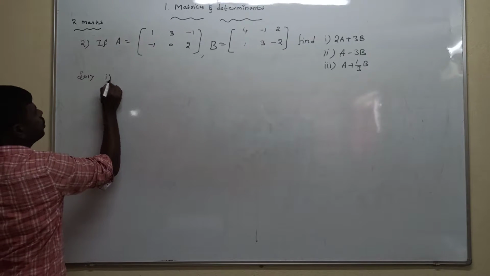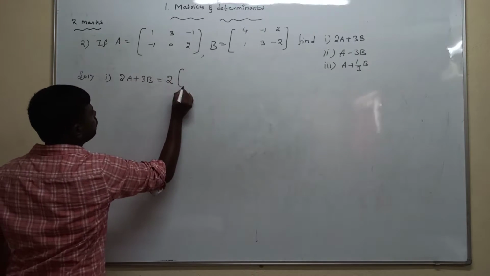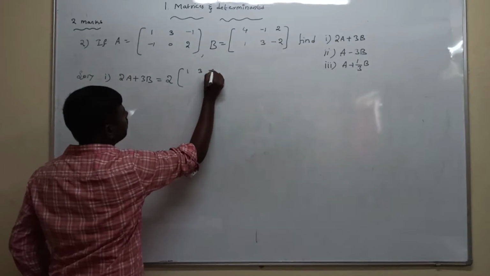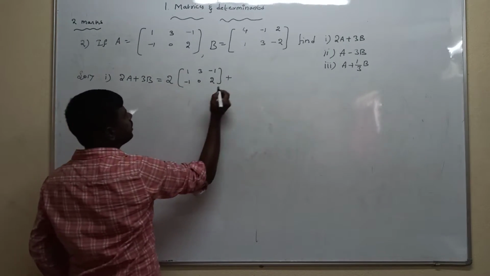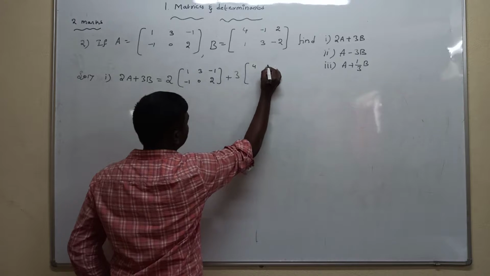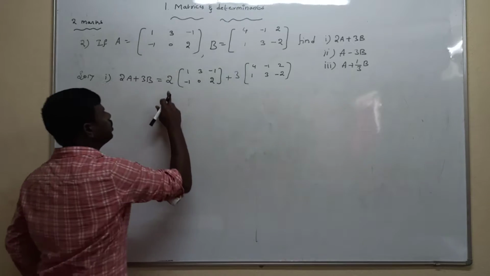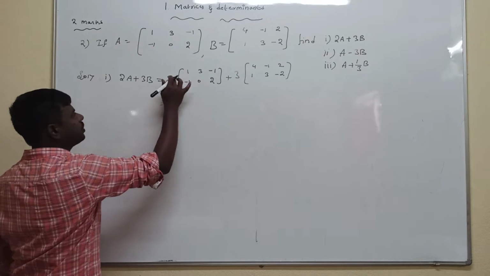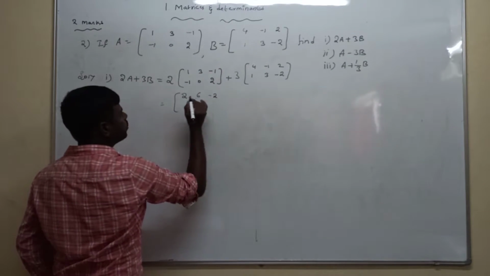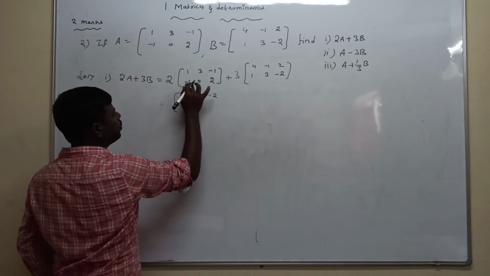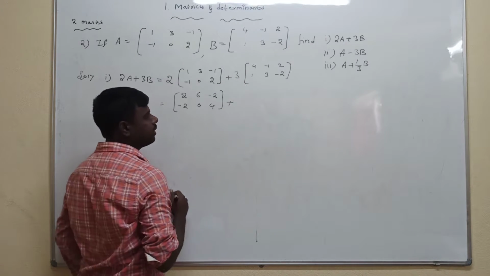First one they are asking 2A plus 3B. That means 2 into substitute A matrix, which is 1, 3, minus 1, minus 1, 0, 2, plus 3 into substitute B matrix, which is 4, minus 1, 2, 1, 3, minus 2. Now 2 is a scalar element, that's why each and every product with 2. 2 into 1 is 2, 2 3s are 6, 2 into minus 1 is minus 2, 2 into minus 1 is minus 2, 2 into 0 is 0, 2 into 2 is 4.